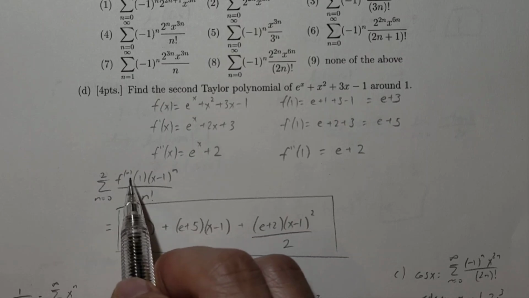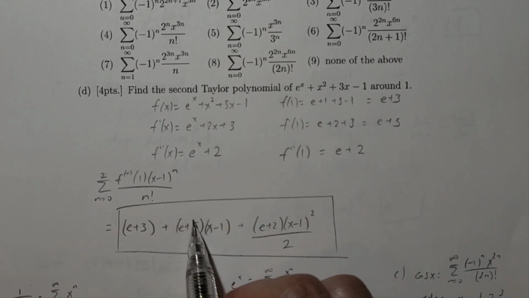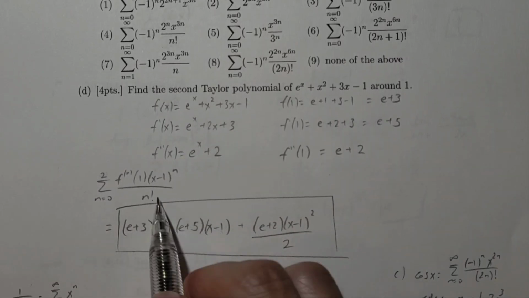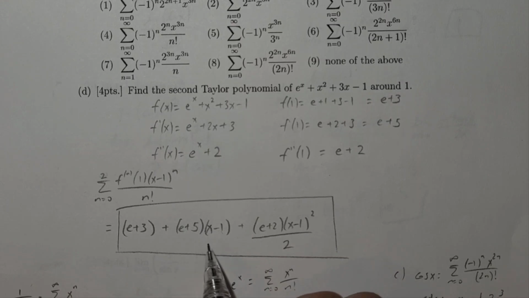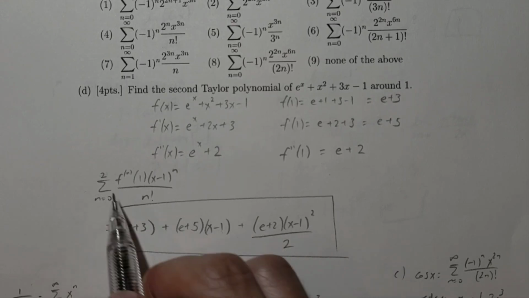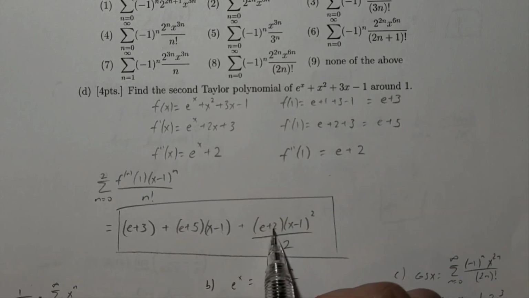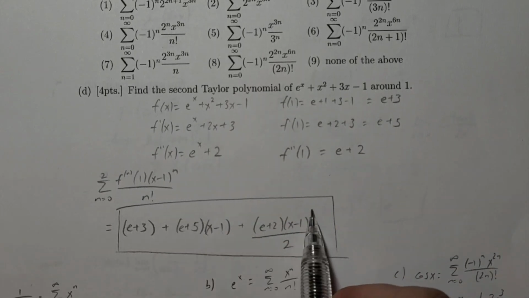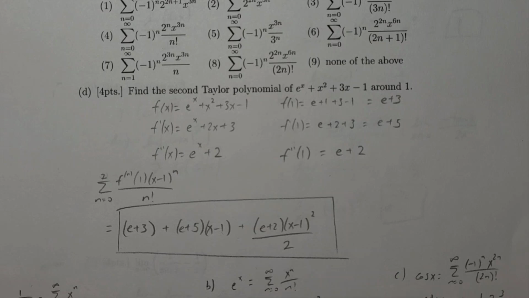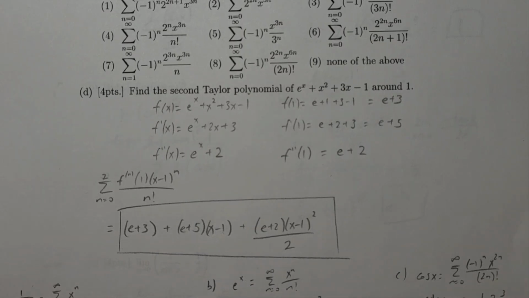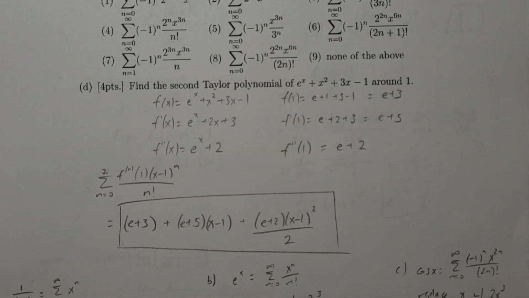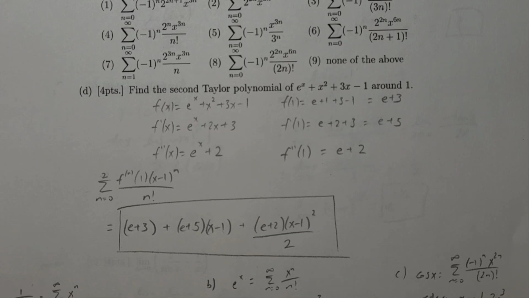N equals 1, we need the first derivative, which is e plus 5, times x minus 1 to the first power over 1 factorial, which I didn't write because it's just dividing by 1. Next term and last term, n is 2, we need the second derivative, which is e plus 2, times x minus 1 squared over 2 factorial, which is just 2. That's our answer. These are easy problems usually when you need to find a Taylor polynomial.